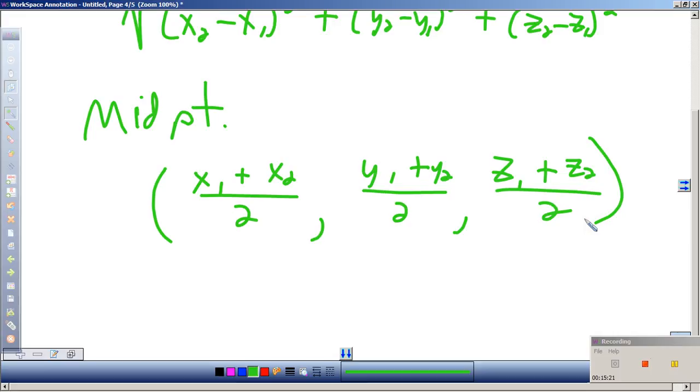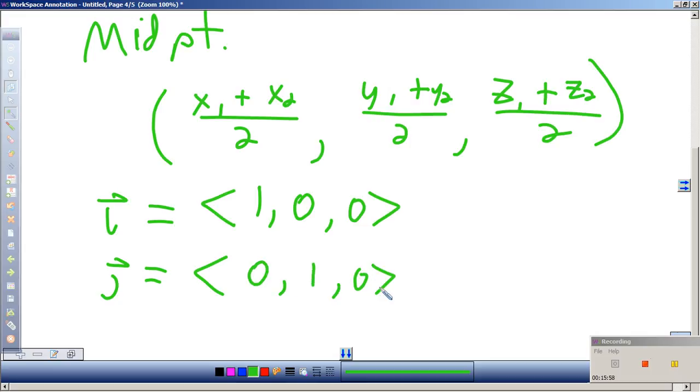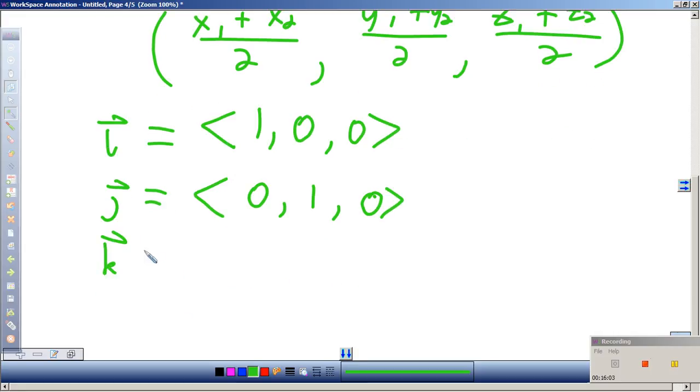Now, unit vectors. Remember I talked about your i. The unit vector i is what in 3 dimensions? 1, 0, 0, because it goes exactly 1 in the x direction. Vector j is 0, 1, 0. And we throw in vector k. And note, the rules for 2-dimensional vectors all still apply to 3-dimensional vectors.